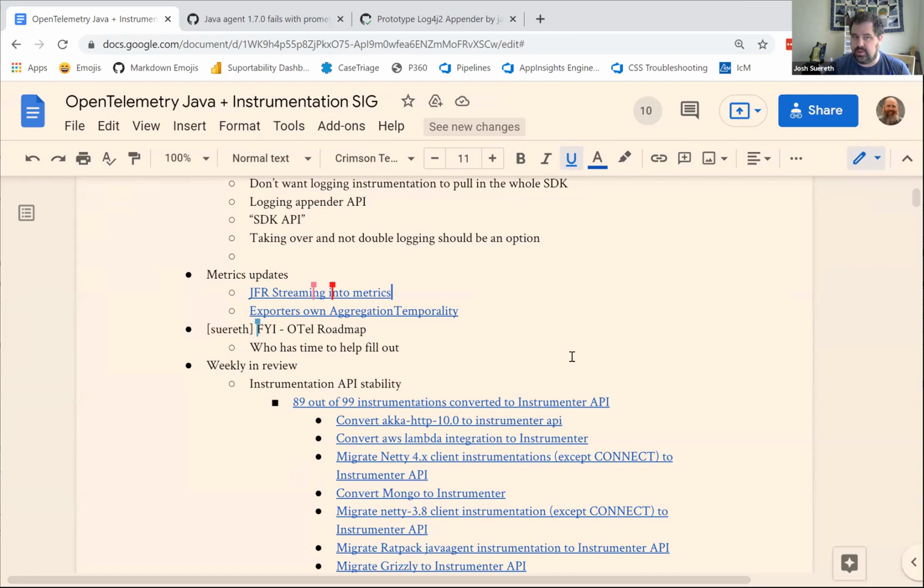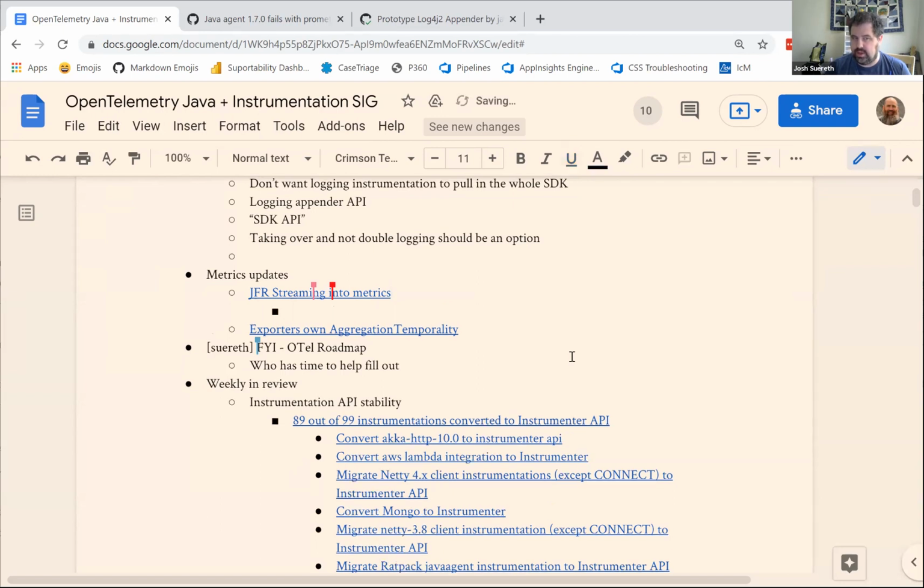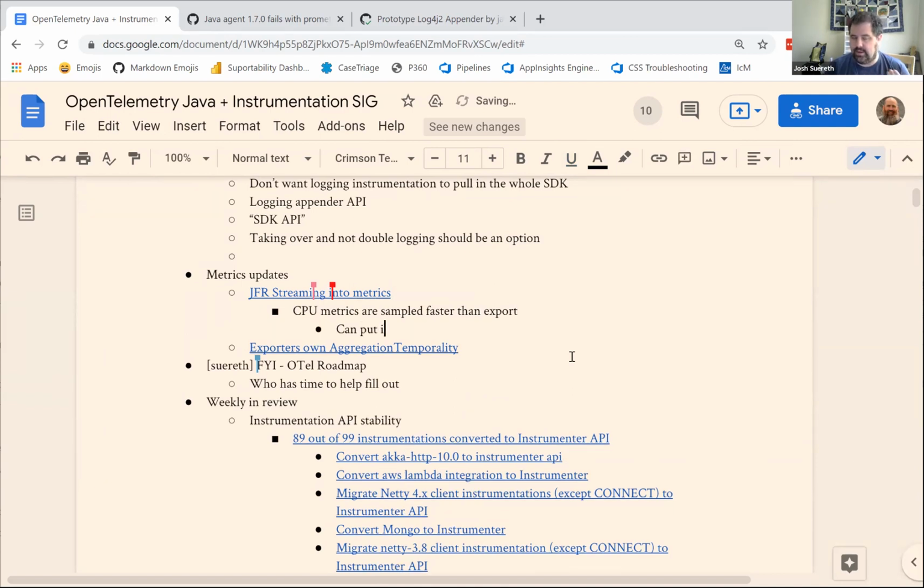Specifically, CPU usage in JFR is sampled at a faster rate than metric export. So what we're recommending right now, we had a discussion on this, is we're going to put it into a histogram, basically because that's the most accurate way to record that synchronously. So every time JFR samples how much time was spent in a long lock or how much CPU usage there was in a percentage, that's recorded in a histogram.